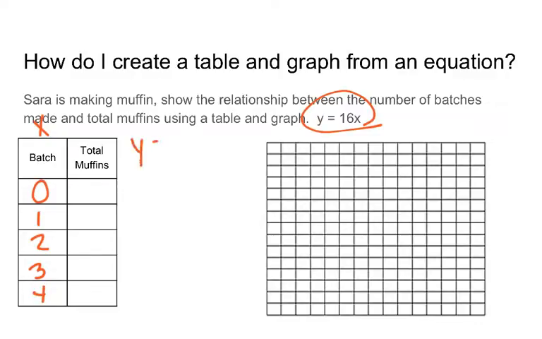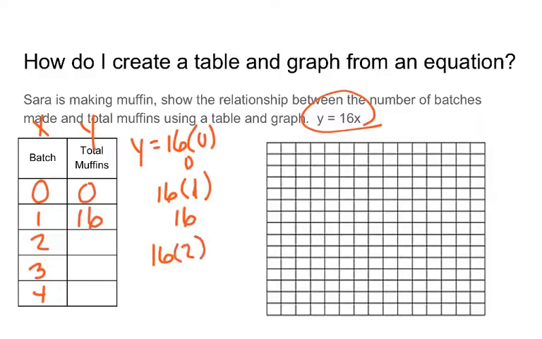Then I'm going to go to my equation. I'm going to say y equals, because I'm trying to find the y, 16 times 0. Well, that's 0. See that proportional relationship? Then I'm going to put 16 times 1. Oops, sorry, that's 16 times 1, not 11. Which is 16. Then 16 times 2, which is 32. 16 times 3, which is 48. And then 16 times 4, which is 64.